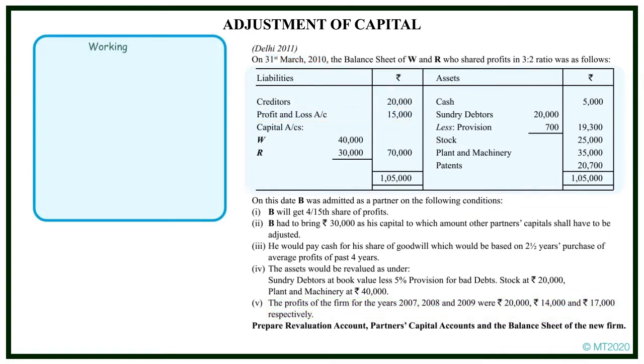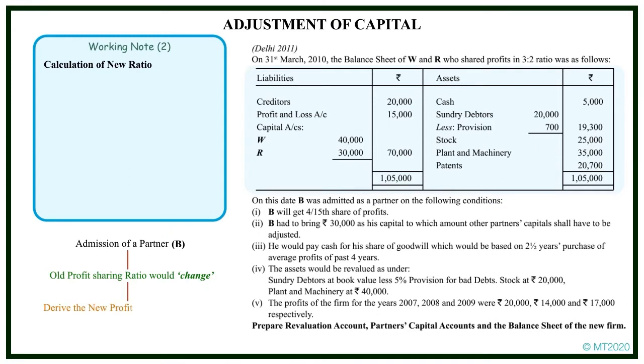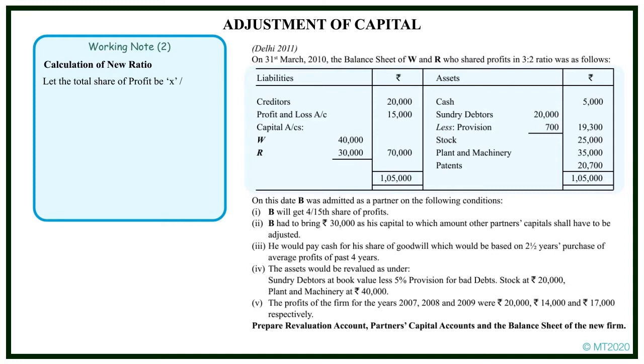The next working note would be calculation of new ratio, because on admission of a partner, the new partner, that is B, is getting admitted. So on his admission, the old profit sharing ratio would change, and we have to derive the new profit sharing ratio among W, R and B. So to calculate the new profit sharing ratio, we will assume that the total share of the profit be X or is equal to 1. B's share, as mentioned in the question, is 4 by 15th.